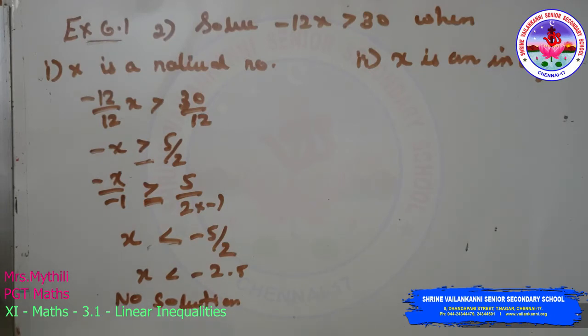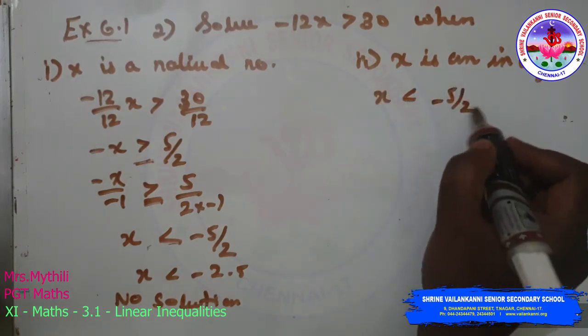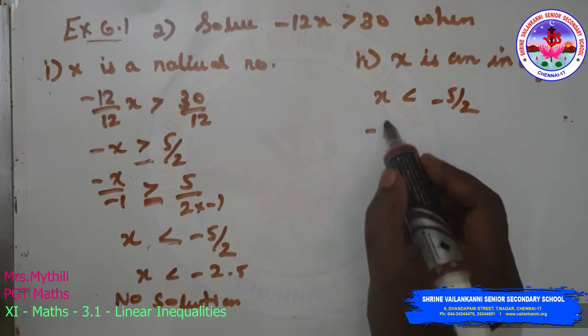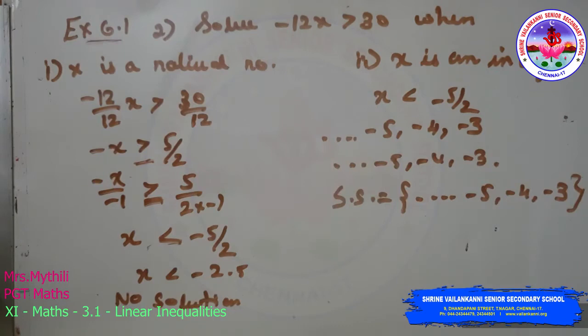Second part, x is an integer. The integer is less than minus 5 by 2. The integers less than minus 5 by 2 are minus 5, minus 4, minus 3. So, solution set is, we have to write the solutions within the brackets.